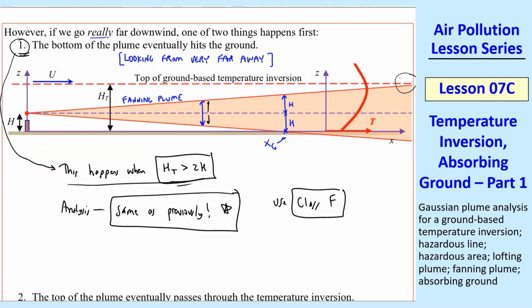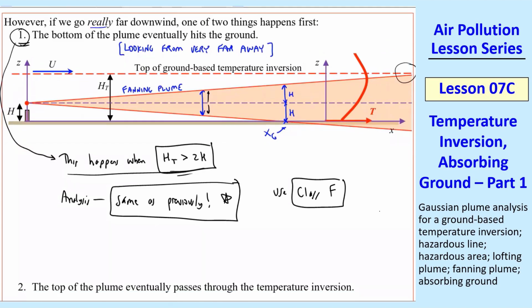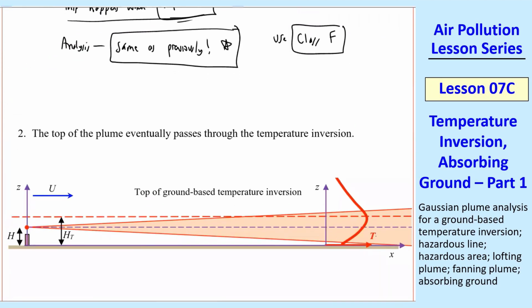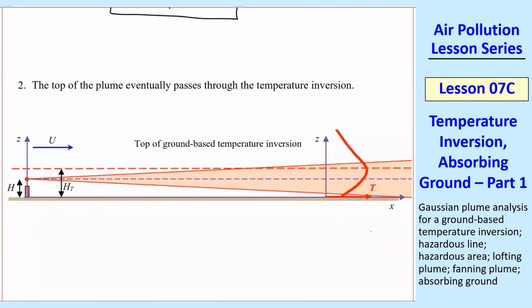The top of the plume will hit the top of the ground-based temperature inversion. That's not going to happen for a long time. Okay, now let's look at the second case where the top of the plume eventually passes through the temperature inversion. So what happens there? In this case, we're going to look at the situation where HT is less than 2H. So by the time this thing spreads to 2H, where this is H, and again, this is H here, just from the plume spreading, it has already passed through the temperature inversion.